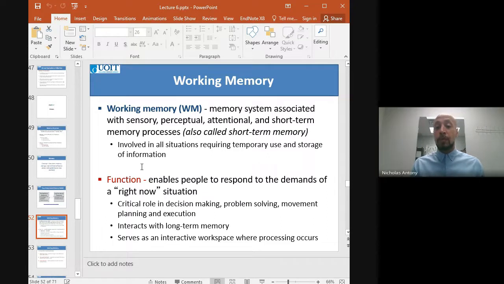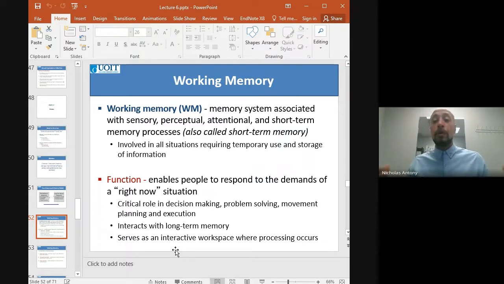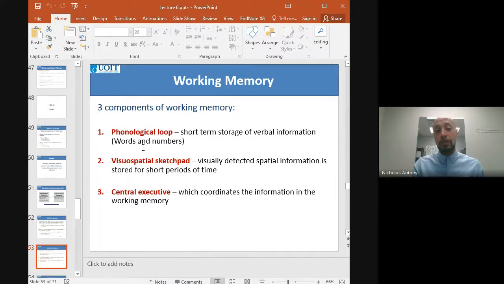So our working memory, like our consciousness, plays a critical role in our decision-making, problem-solving, movement planning, and execution of different situations. It's interacting with long-term memory and drawing out previous memories. It acts as the interactive workspace to take our short-term memory, add that with our long-term memory, and then process and figure out what we want to do in real time. Now, the three components, like I said, were the phonological loop, the visual spatial sketchpad, and the central executive.